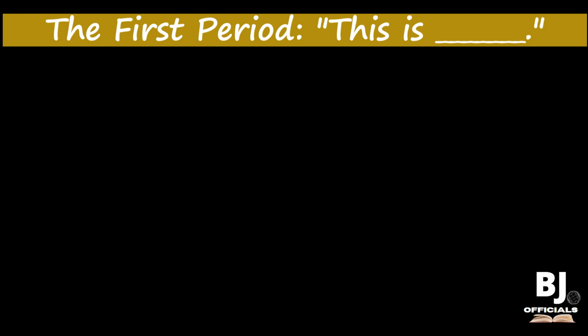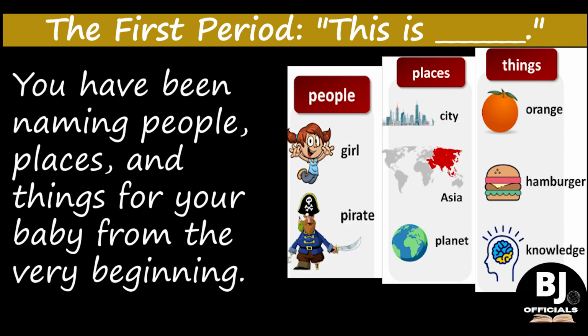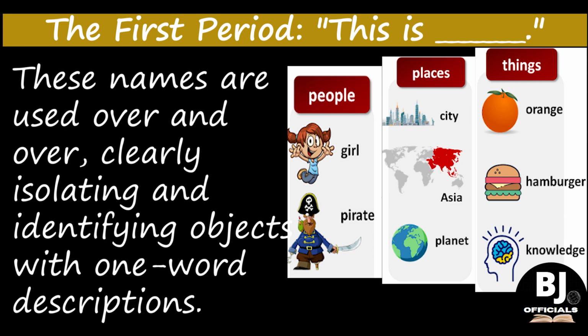The first period is this is. You have been naming people, places, and things for your baby from the very beginning. These names are used over and over, clearly isolating and identifying objects with one-word descriptions.